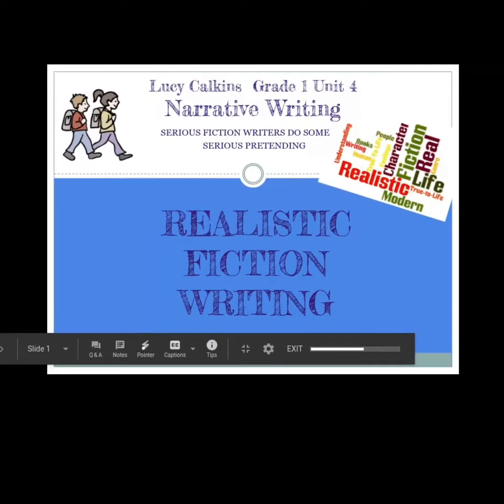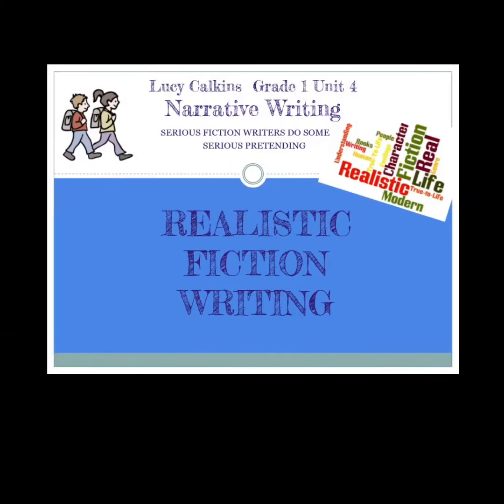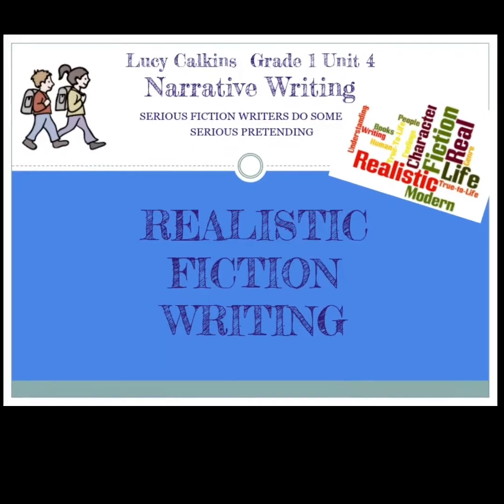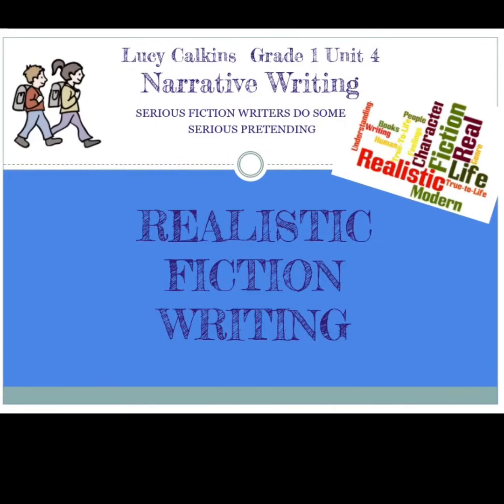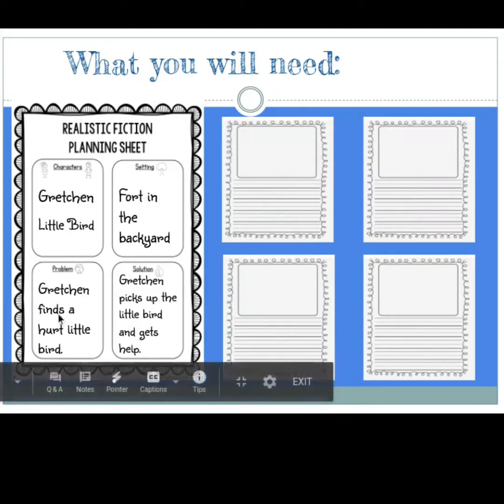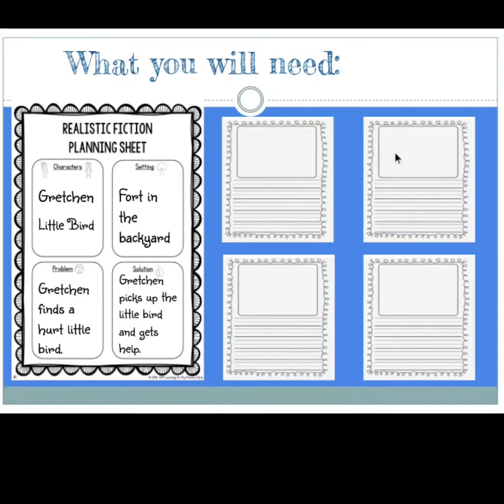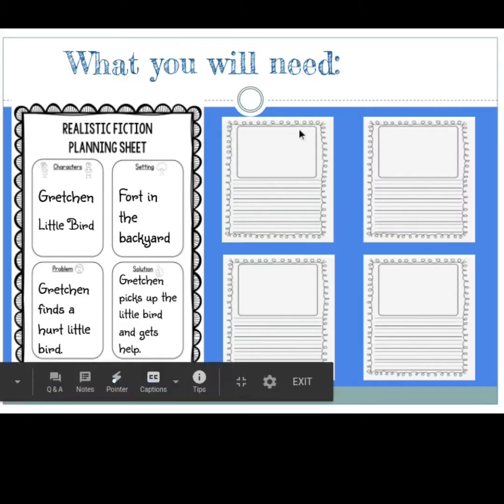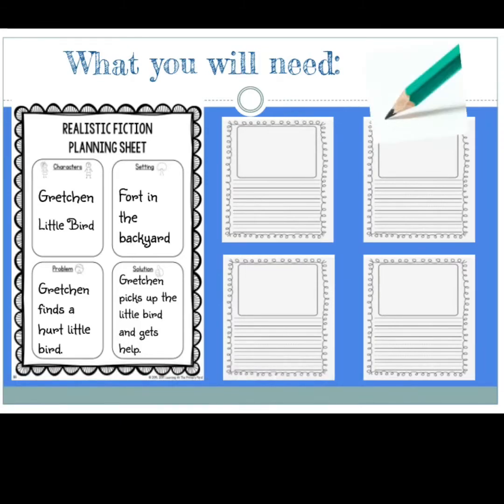In this session, we're going to do a little bit more planning and we're going to actually start doing some writing, finally. So these are the things you're going to need. You're going to need your realistic fiction planning sheet from the last lesson, all filled in with your character, your setting, your problem, and your solution. You're also going to need some pages from your packet, some blank writing pages. And of course, you're going to need something to write with.